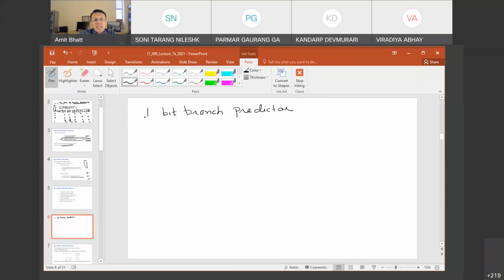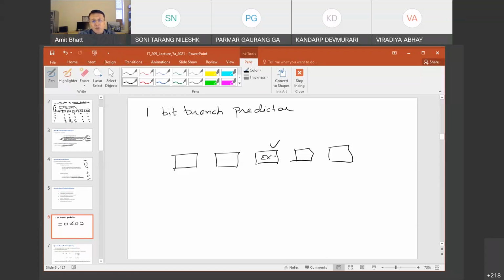Before I explain anything about 1-bit, 2-bit, or any other sophisticated branch algorithm, let me ask you a question. I have got a 5-stage pipeline. Where should I place my branch predictor? Which stage should have the branch predictor? Any idea? See, branch is definitely going to be resolved in the execute stage, right?